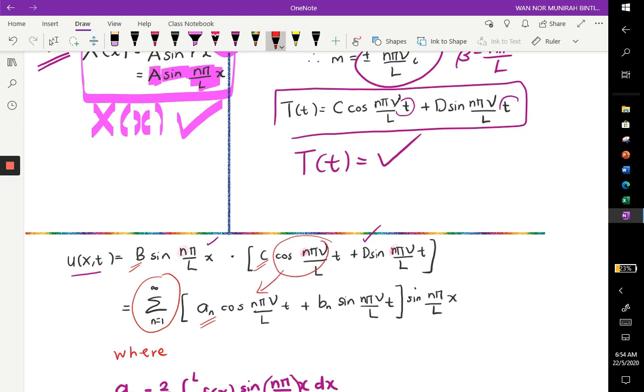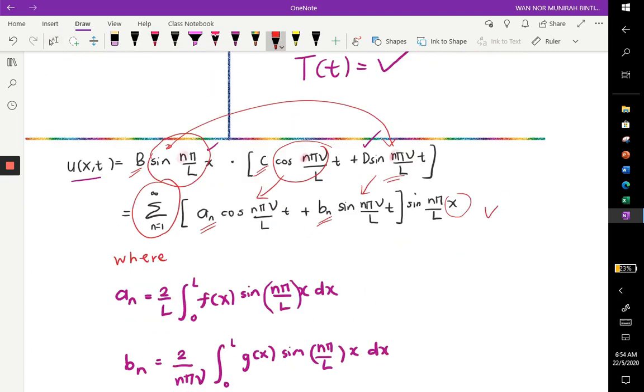So we plug in the cos here, so I multiply this one with this one. So b dot d is bn. I plug in sine here, and do not forget we have another sine n pi x over L, the x term here. So this is the solution of the wave equation, quite long, right?